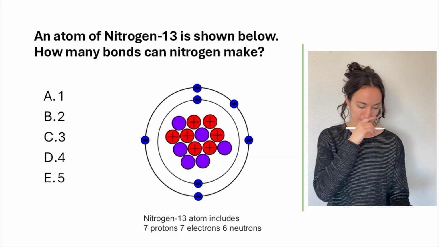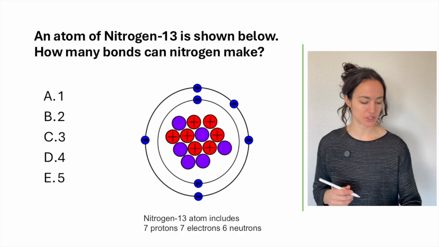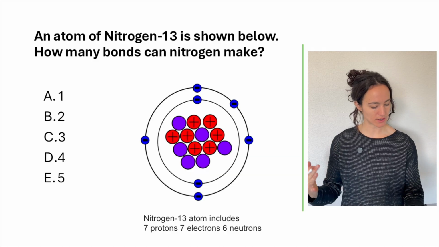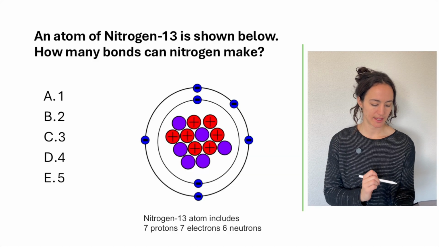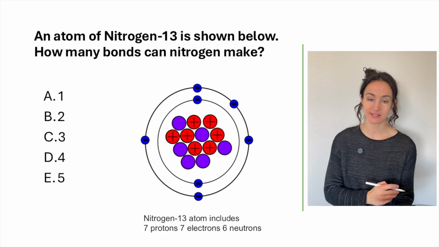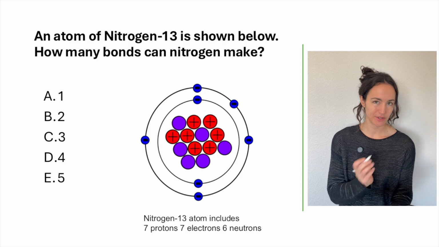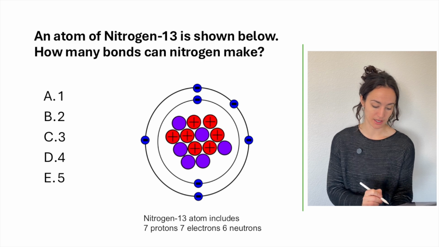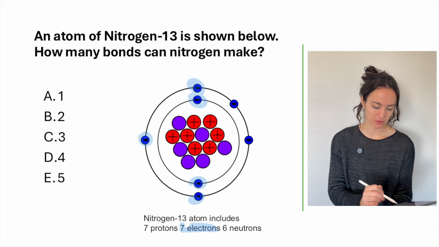Let's try this on a different one. So we have an atom of nitrogen 13 shown below. How many bonds can nitrogen make? Pause, think about it on your own. It has 7 protons, 7 electrons, and 6 neutrons. Really, the only important thing that we want to be focusing on to answer this question is how many electrons it has. So there's 1, 2 in the first shell, 3, 4, 5, 6, 7.